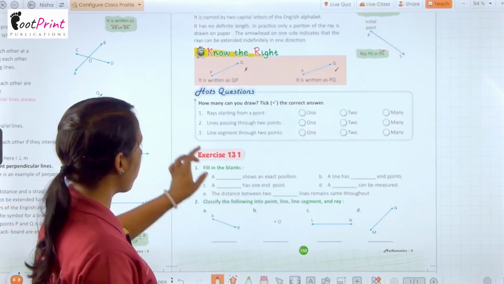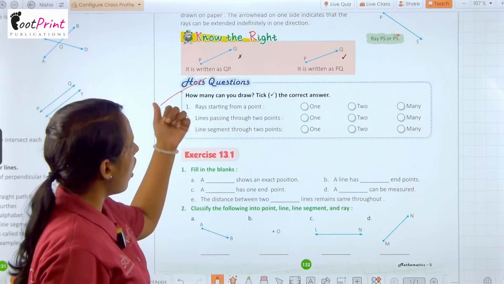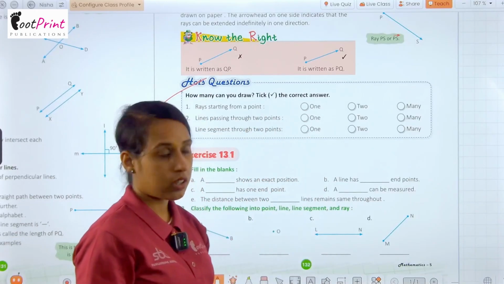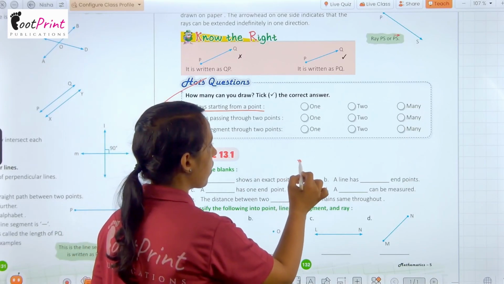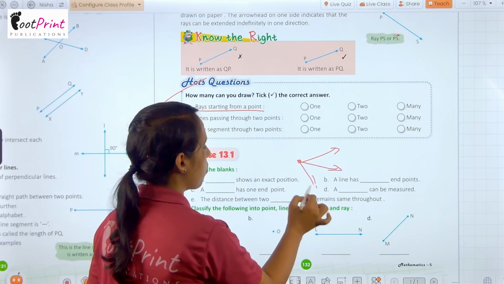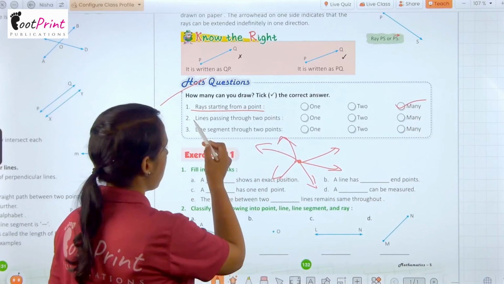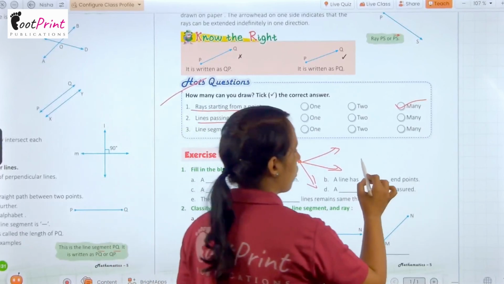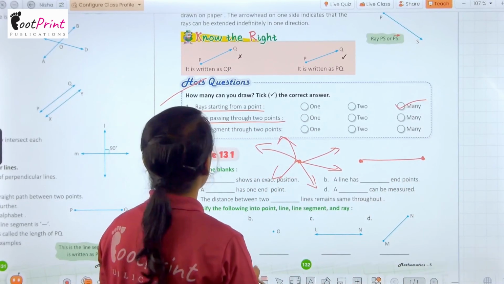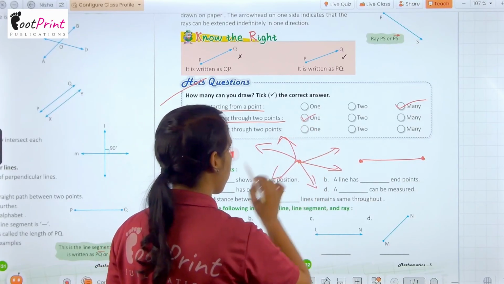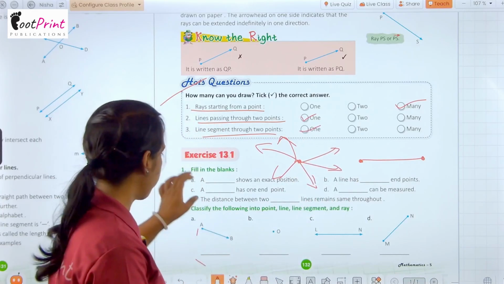Now we have exercise 13.1 on the basis of that. Before that we have a question. How many can you draw? Rays starting from a point. So एक point से कितनी हम rays बना सकते हैं? बहुत सारी. That means the answer is many. Lines passing through two points. So 2 points we have here, and from that we make only one line. Okay, and line segment through 2 points is also 1.